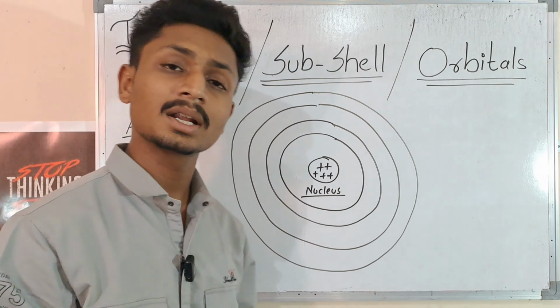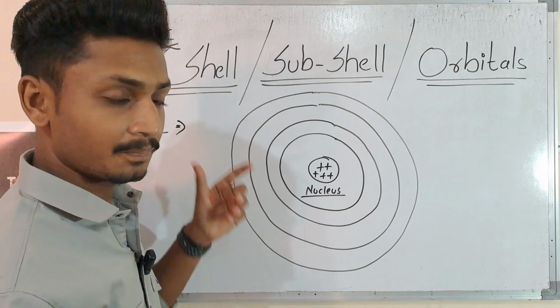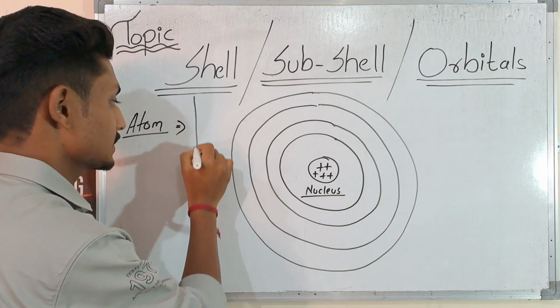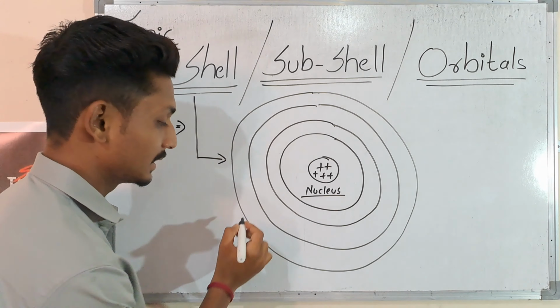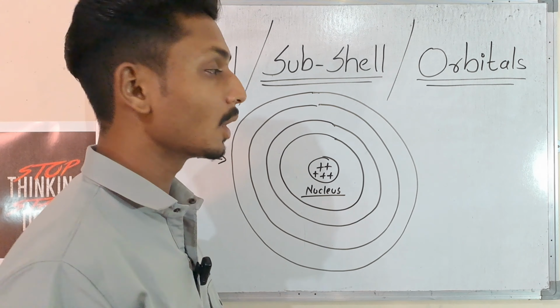These circles are nothing but energy levels or shells. These are shells or energy levels which are represented by the principal quantum number.